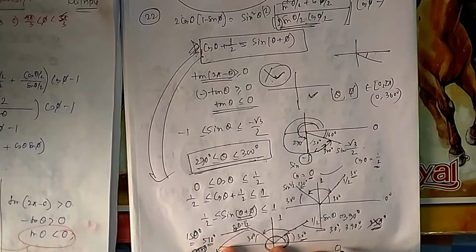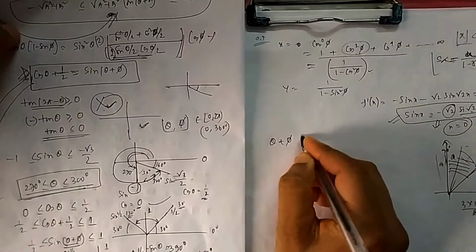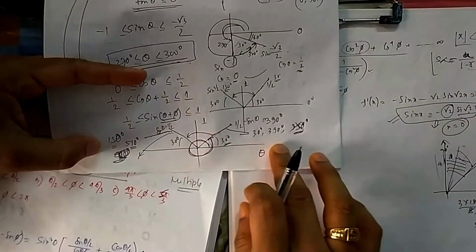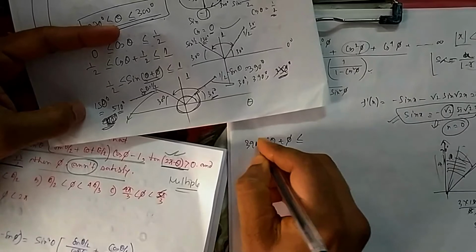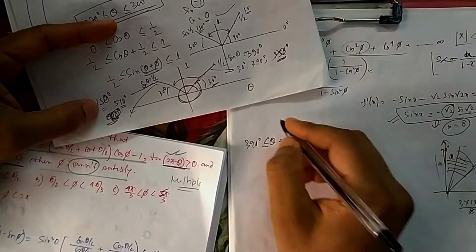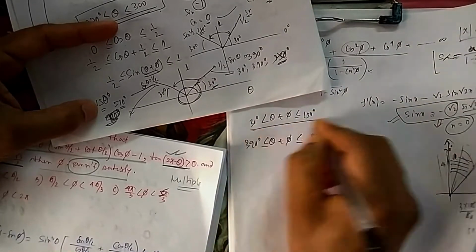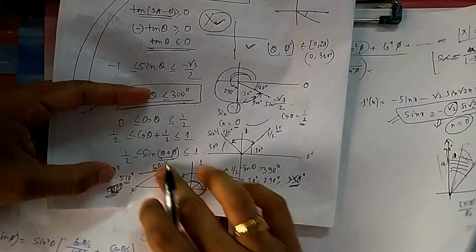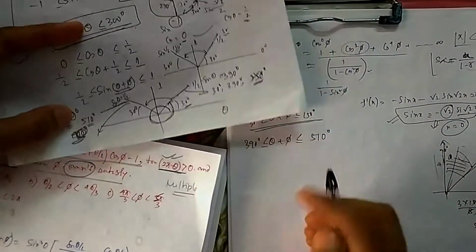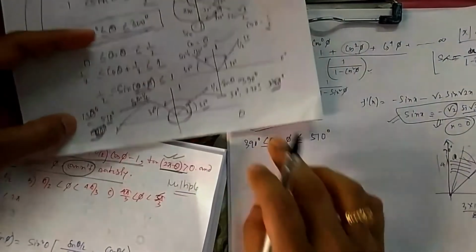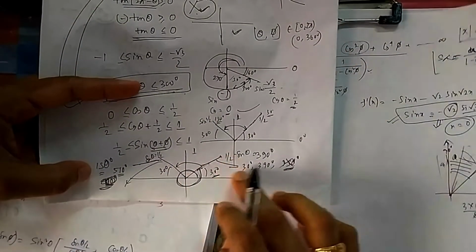So therefore your theta plus phi should lie between which value? Your theta plus phi should lie between 390 to 510. You could have written theta plus phi should lie between 30 to 50, but that will not make sense. This line will give me 30 and 150, but 30 doesn't make sense, because theta has already crossed 270. So this value will be more than 270 there. So I have to take one rotation and again come to this place.